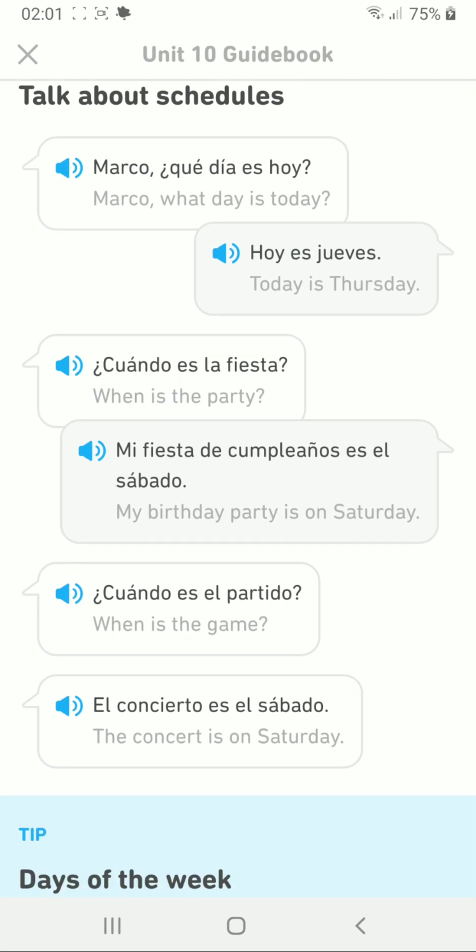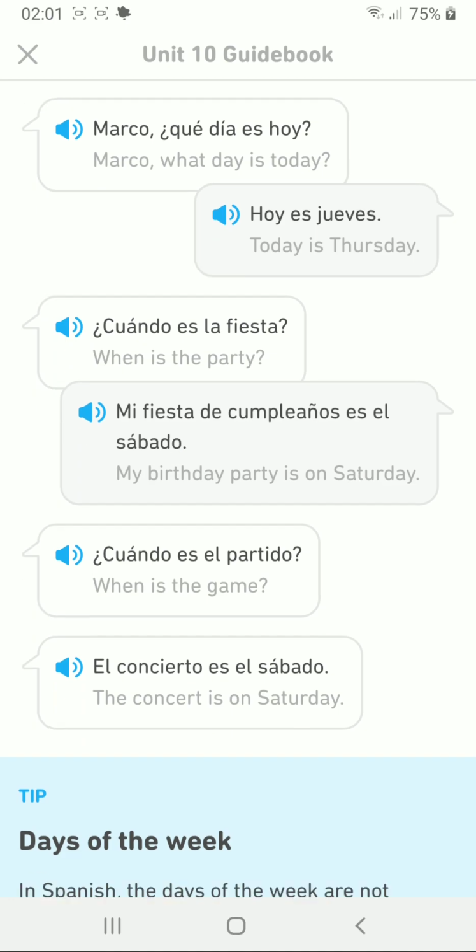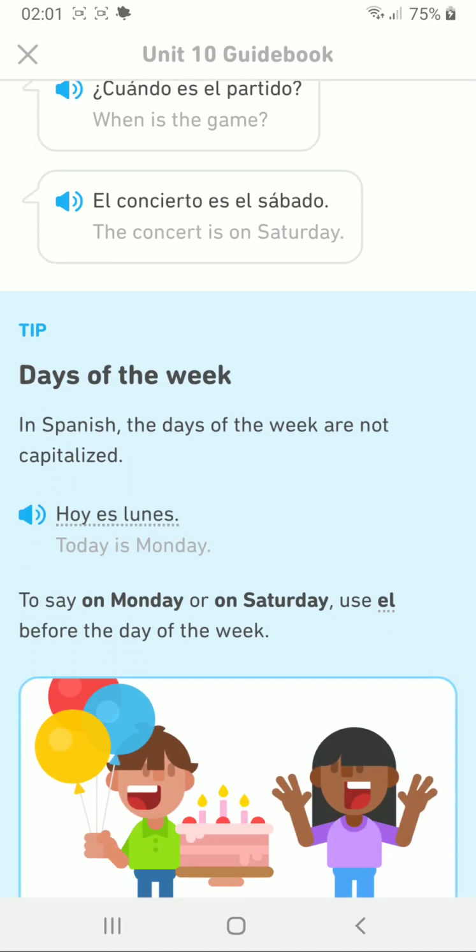Mi fiesta de cumpleaños. So, my birthday party: mi fiesta de cumpleaños es el sábado. Sábado, like I said, is Saturday. ¿Cuándo es el partido? Partido is like a football match. When is the game? So el concierto es el sábado. The concert is on Saturday. So we have all these, and we have days of the week.